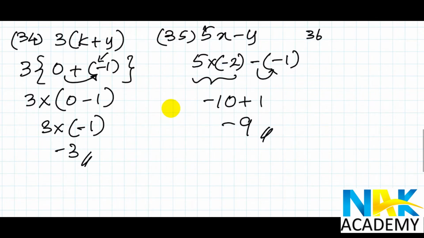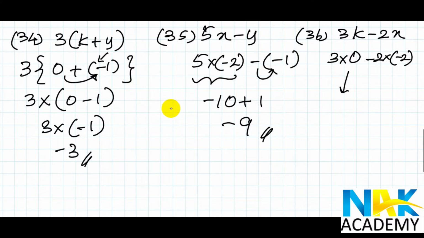And the last question is question number 36, that is 3k minus 2x. We know the value which I'm supposed to substitute for k is 0, minus 2 multiplied by x, which is equal to minus 2. So here 3 multiplied by 0 is 0, again minus into minus is plus, 2 multiplied by 2 is equal to 4. So 0 plus 4 is equal to 4. That's how you simplify these substitution-related algebraic expressions for this exercise.